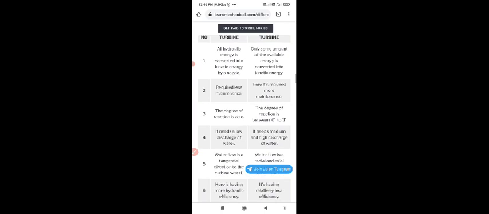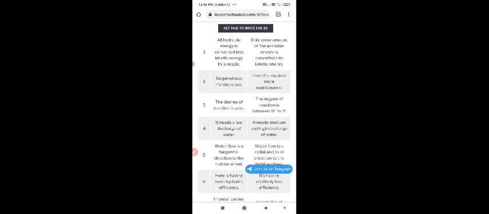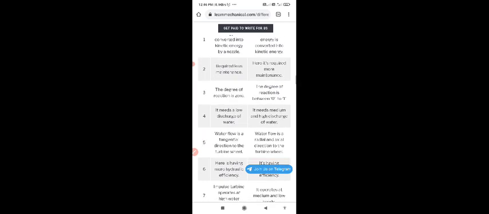The third point, in the impulse turbine, the degree of reaction is 0. In the reaction turbine, the degree of reaction is between 0 and 1. Fourth one, the impulse turbine needs a low discharge of water. The reaction turbine needs a medium to high discharge of water.